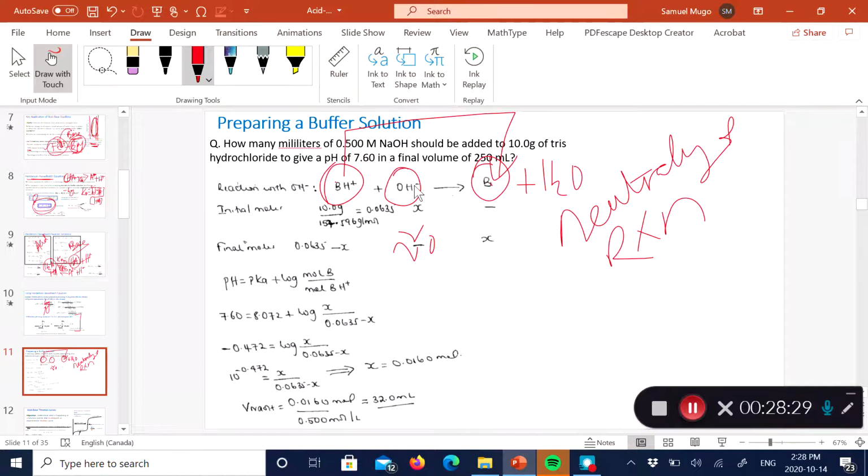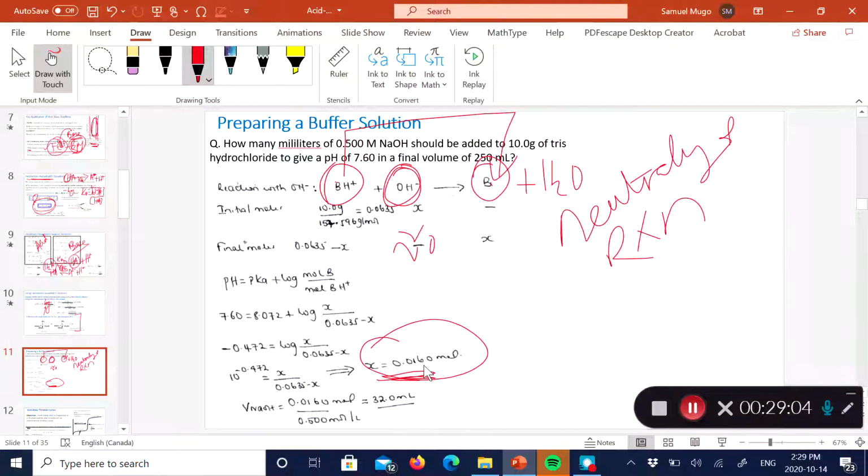The base that I add, all of it reacts. And then the product that is formed is X, right? It's a one-to-one stoichiometry. And I can substitute it into my Henderson-Hasselbalch equation. The pKa is known, plus the log of the base that is formed divided by the reactants, which is that. And you can see my X when I solve it is 0.016 moles. And that is the moles essentially of OH that I added.